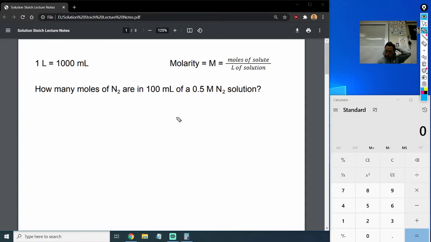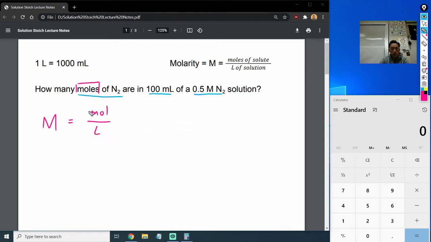on your own. Okay, so the question is asking us how many moles of N2 are in 100 milliliters of a 0.5 molarity N2 solution. So here we are looking for moles. Okay, so we're going to use this equation right here, the molarity formula. So I'm just going to copy that down. Capital M, molarity equals moles over liters.